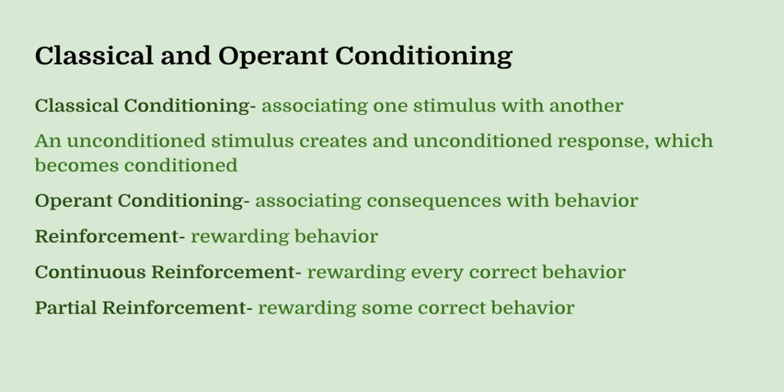Operant conditioning is associating consequences with behavior. Reinforcement is rewarding the behavior. Continuous reinforcement is rewarding every single correct behavior. And partial reinforcement is only rewarding some of the correct behavior.